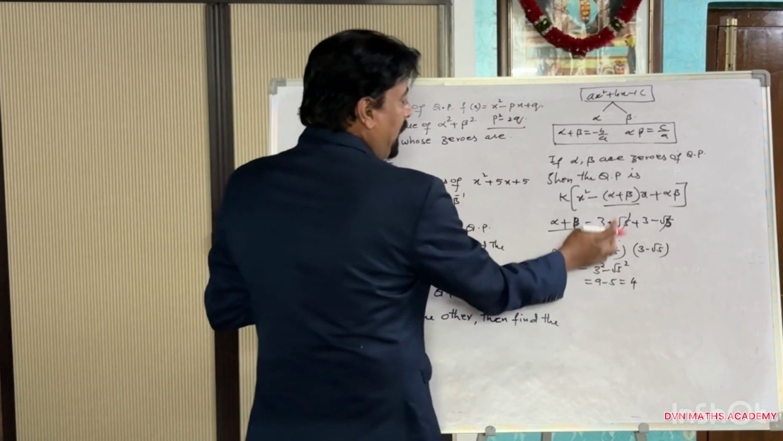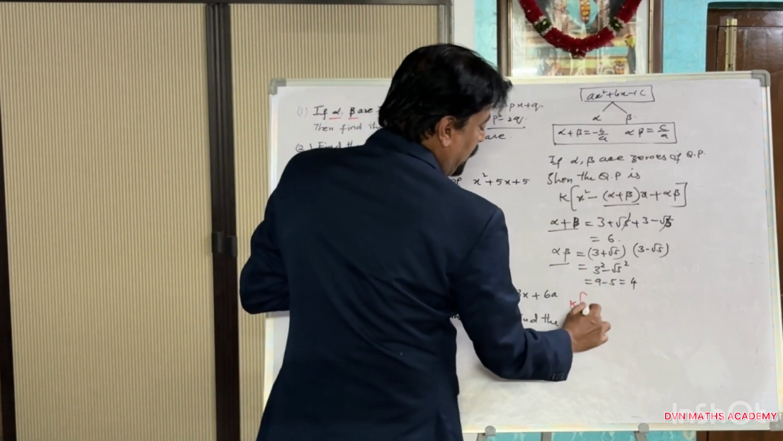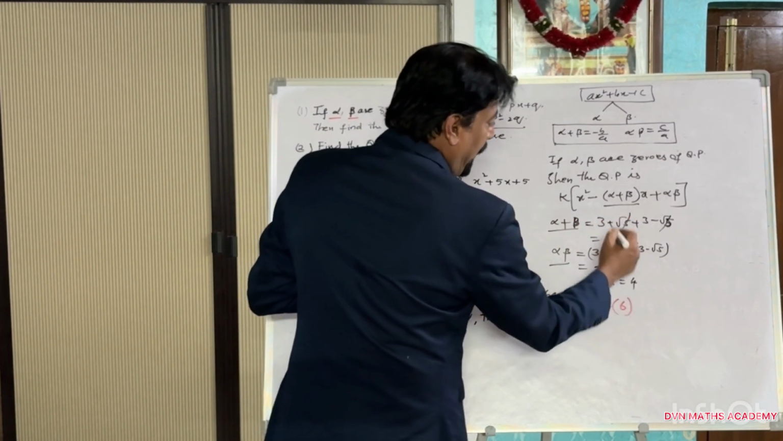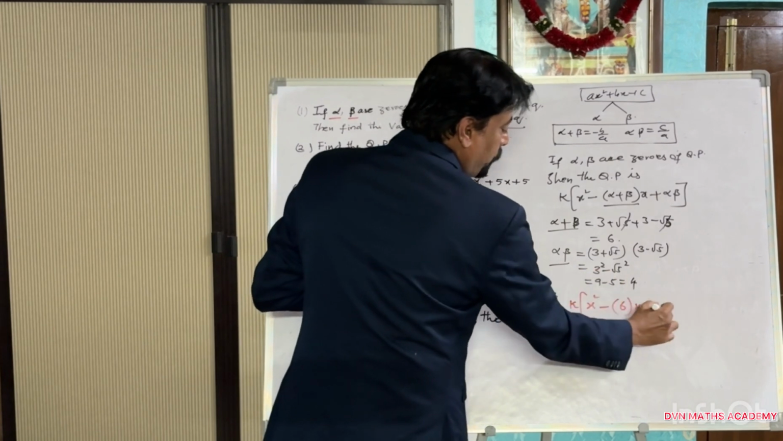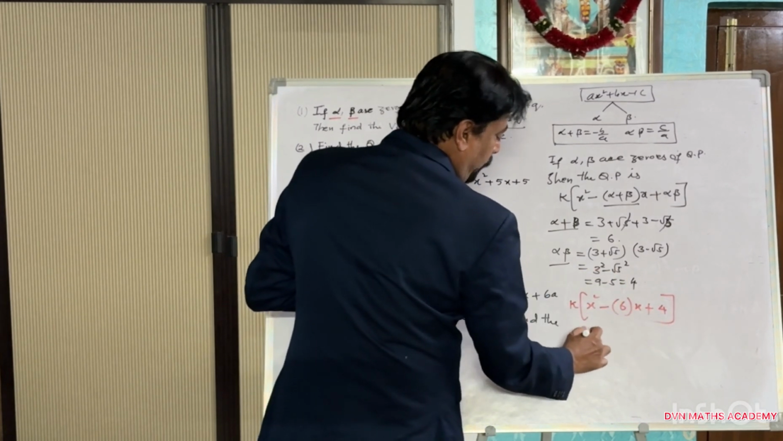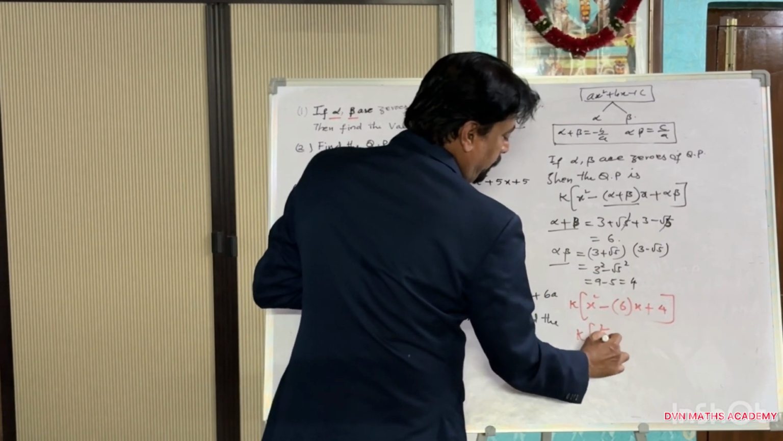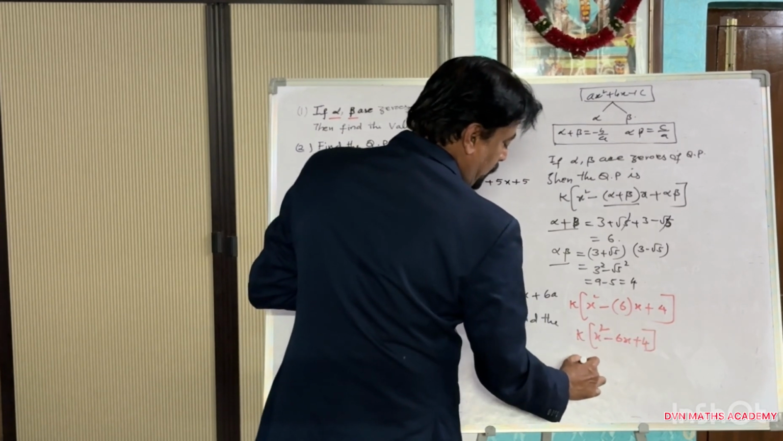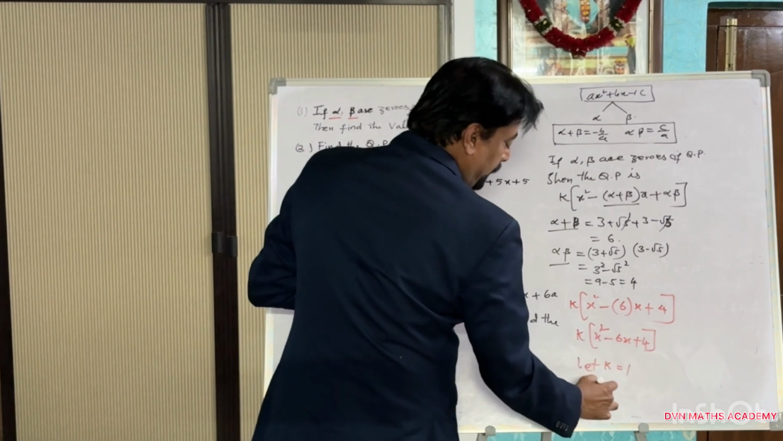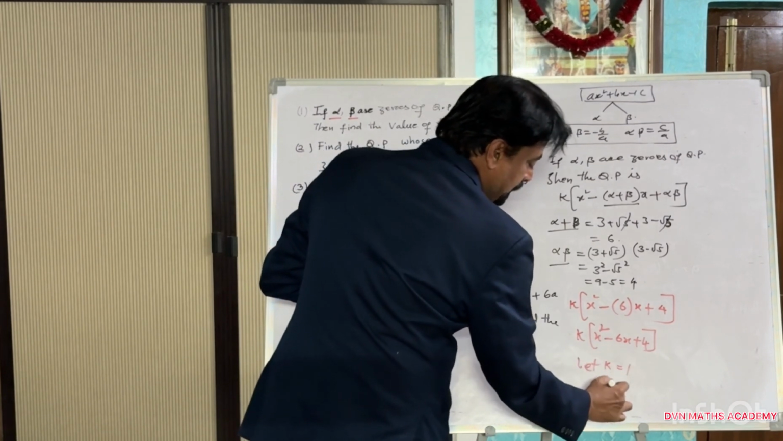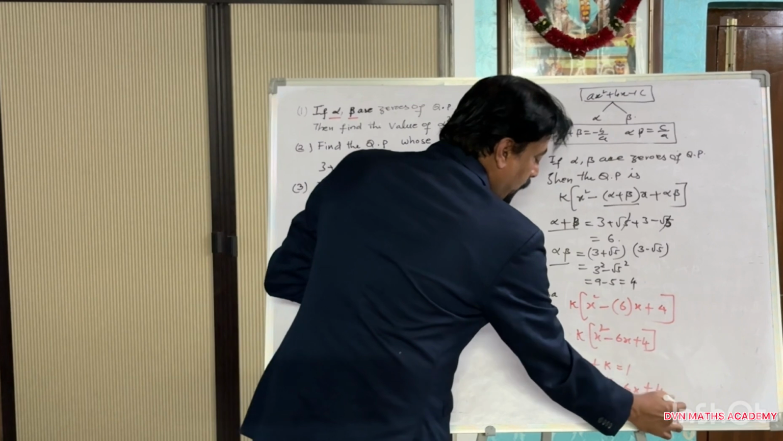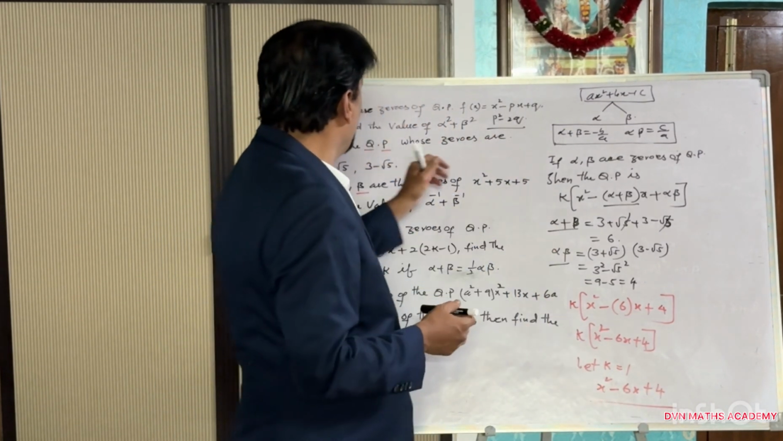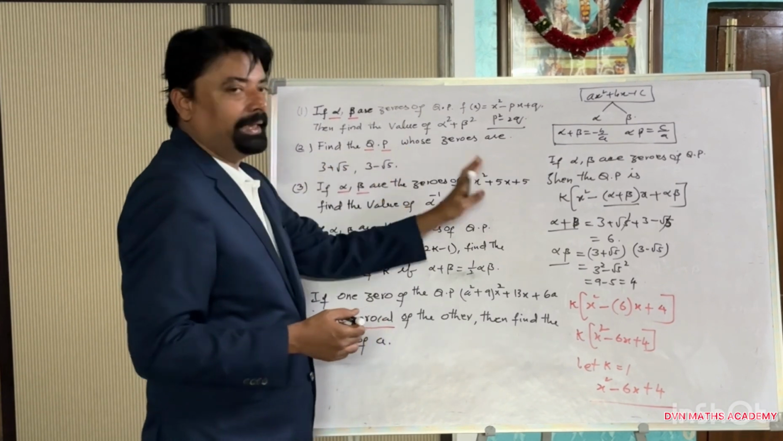If you substitute these values in the given formula, k of x square minus (alpha plus beta) x plus alpha beta, where alpha plus beta is 6 and alpha beta is 4. So k of x square minus 6x plus 4. There is no denominator, so let k be equal to 1. My quadratic polynomial is x squared minus 6x plus 4. This is the quadratic polynomial whose roots are 3 plus root 5 and 3 minus root 5.